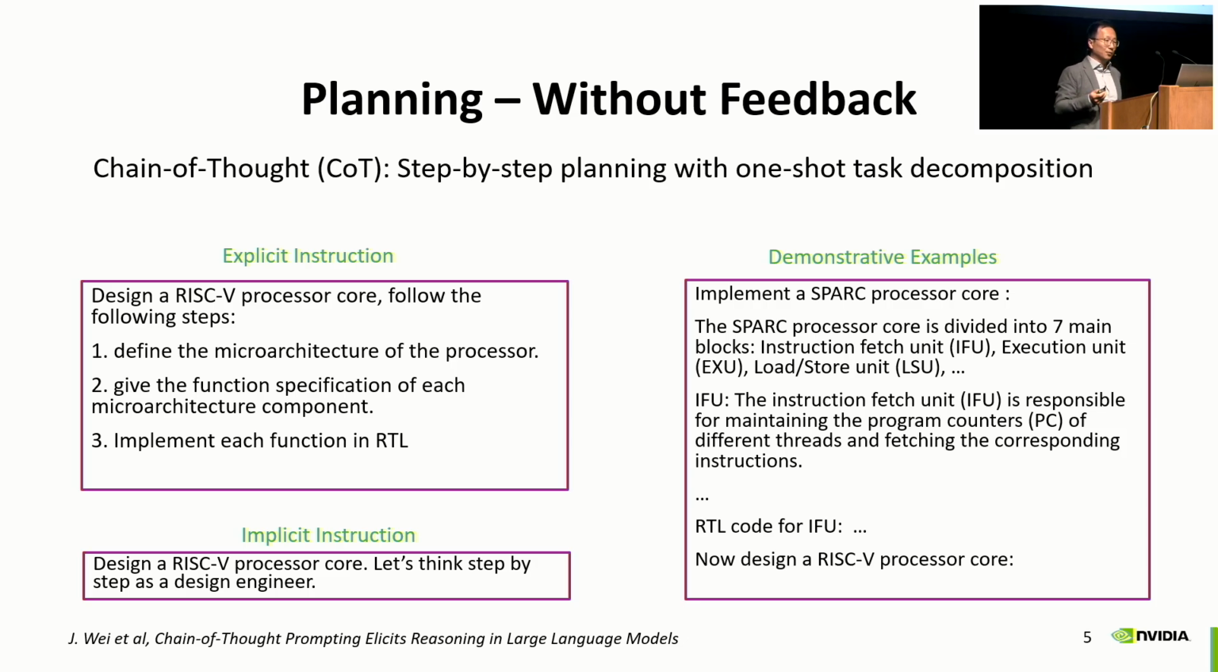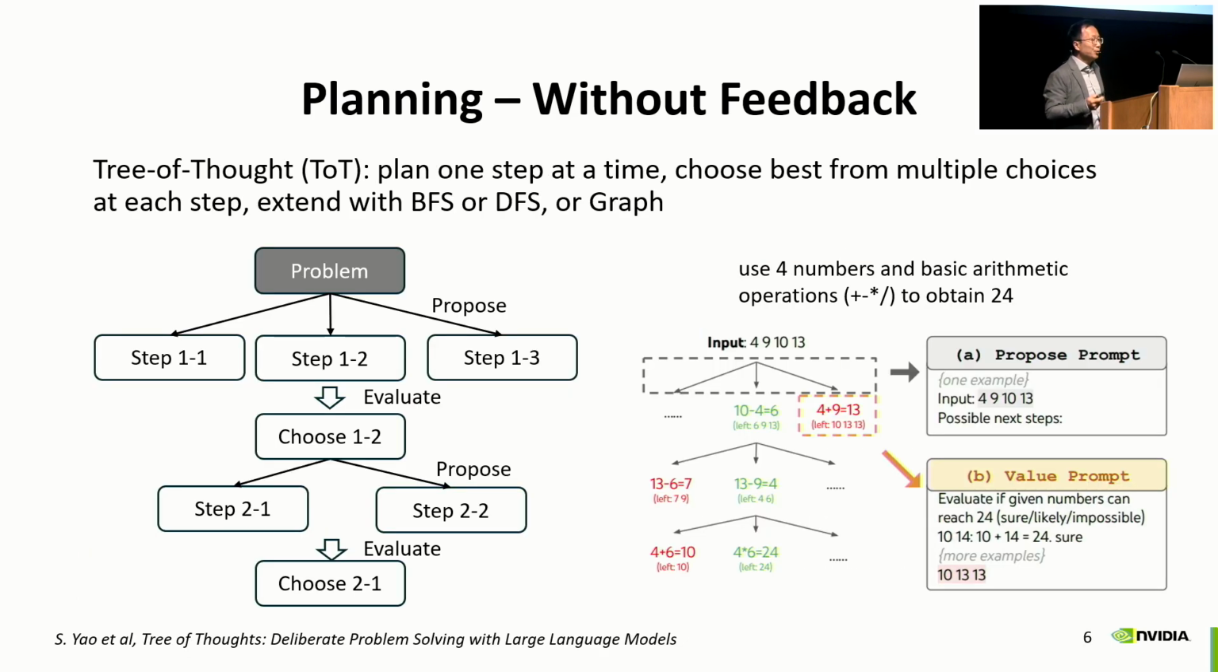Or we can do implicit instruction, where we just tell the agent, go think step by step, and hopefully the agent can come up with a plan that can realize that task. Or we can have demonstrative examples, where instead of asking it to design RISC-V, we give examples of how to design SPARC, and then with that example, the agent might be able to plan for the RISC-V. One-shot planning has difficulty planning for very complicated tasks, because we often need to adjust the plan on the way.